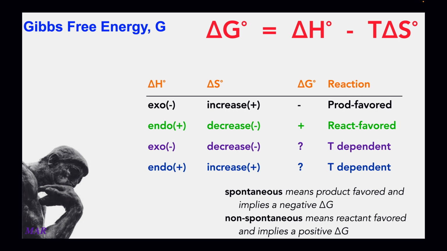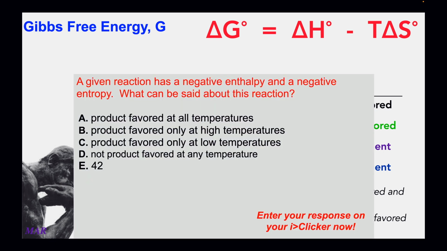And then again, if delta H and delta S are the same type of sign, i.e. if they're both negative or if they're both positive, then the temperature is going to play a factor. And we'll talk about that here in a little bit to see what's happening. So here we have a reaction. It has a negative enthalpy and a negative entropy. So what can be said about this reaction? Product favored at all temperatures, product favored at low temperatures, not product favored at high temperatures, etc.